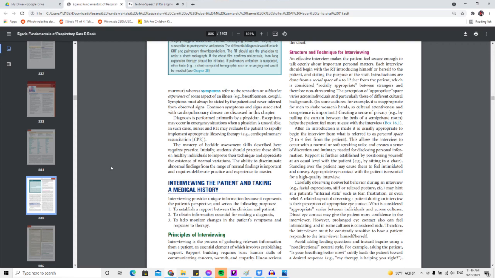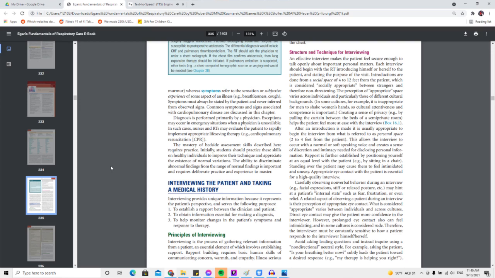The perception of appropriate space varies across individuals and particularly those of different cultural backgrounds. In some cultures, for example, it is inappropriate for men to shake women's hands. So cultural attentiveness and competence is important. Creating a sense of privacy, for example, by pulling the curtain between the beds of a semi-private room, helps the patient feel more at ease with the interview.